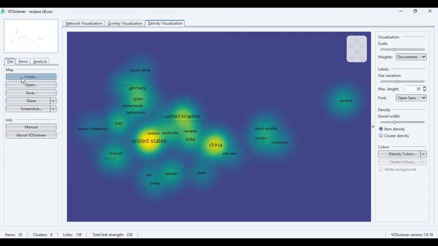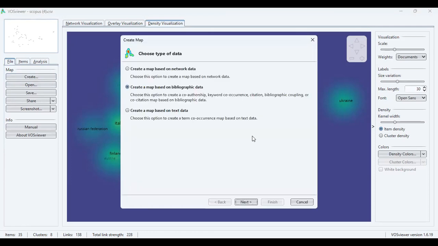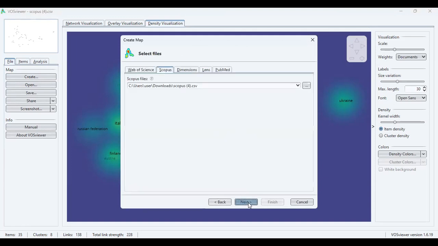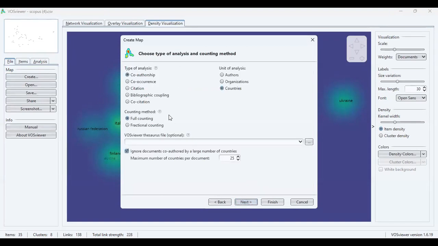So we are going to go back there and say create. So we are going to create a different analysis. So we still say create a map based on bibliographic data. And here we select Web of Science, and we select Scopus. Then here we select Scopus, sorry. And then we choose our file. Then we go to next. So now let's go to co-occurrence.